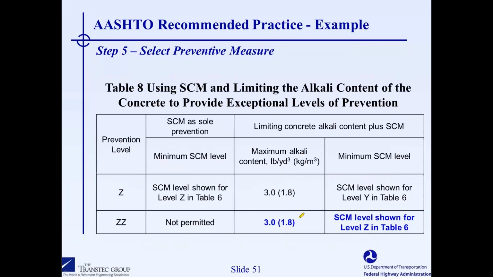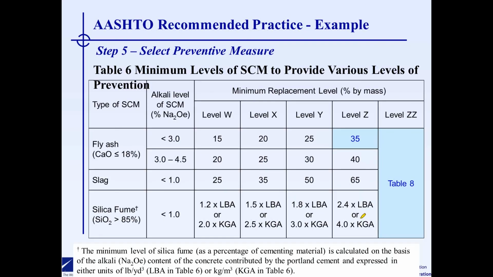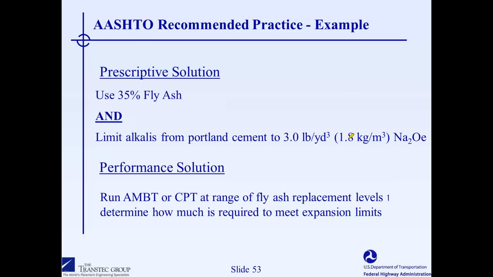And if we go to Table 8, we actually find ourselves in this position here, where we have to both limit the alkali content to 3 pounds per cubic yard and use the SCM level as shown for level Z, which, as you can see, is 35%. So the result of this is our prescriptive solution is to use 35% fly ash and to limit the alkali contents of the cement to 3 pounds per cubic yard.